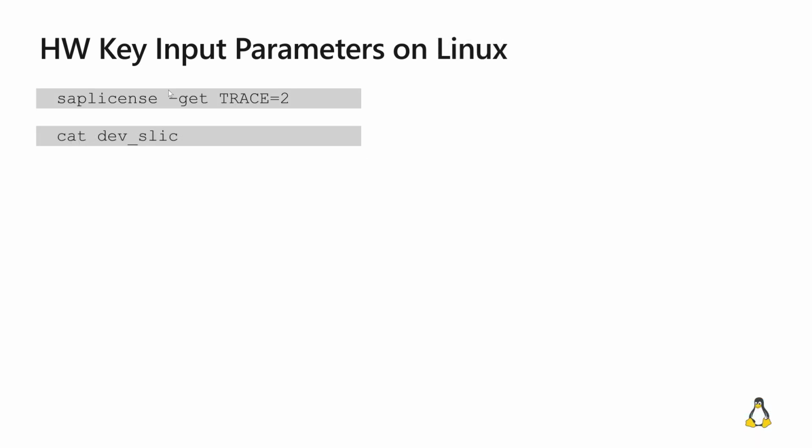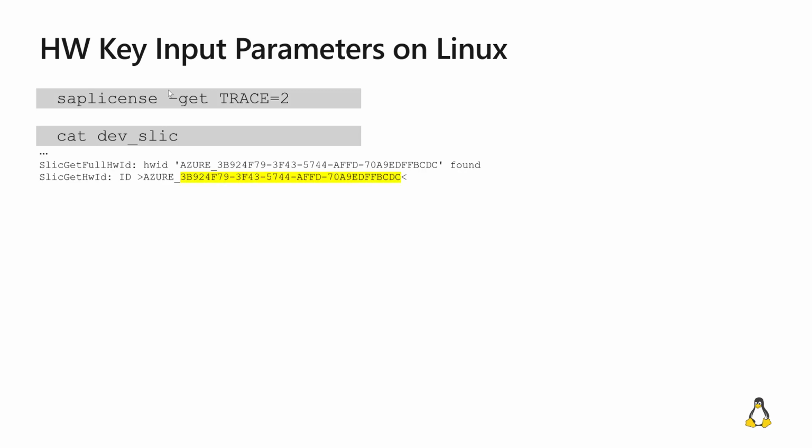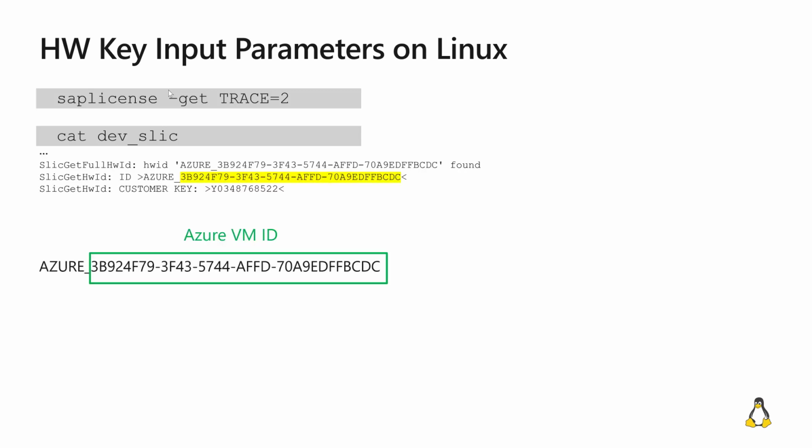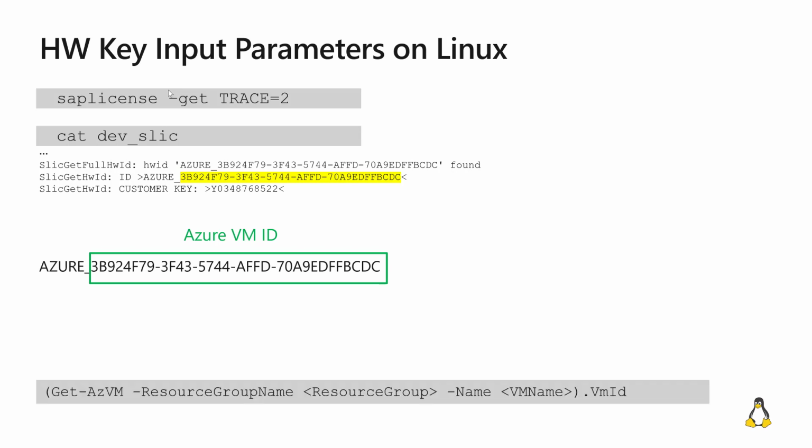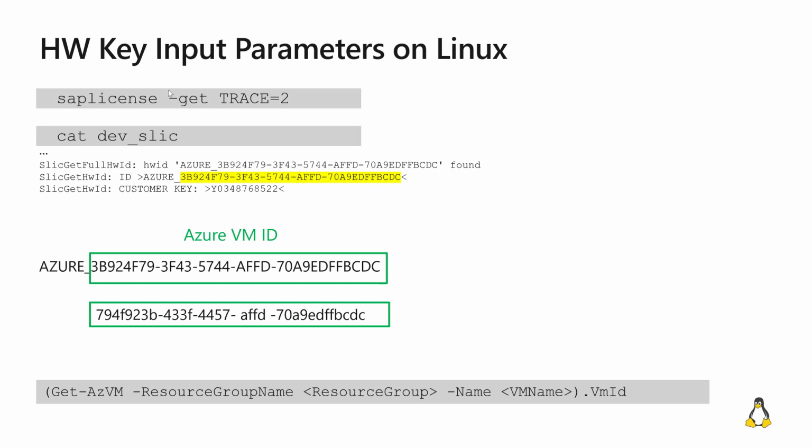On Linux, again, same command, and we will see the one input parameter, which is the Azure VM ID. Again, through PowerShell, I can get the same VM ID. Again, don't be surprised that it looks a bit different, but actually it's not. It's really the same. Just the first 3 blocks are a bit rotated.